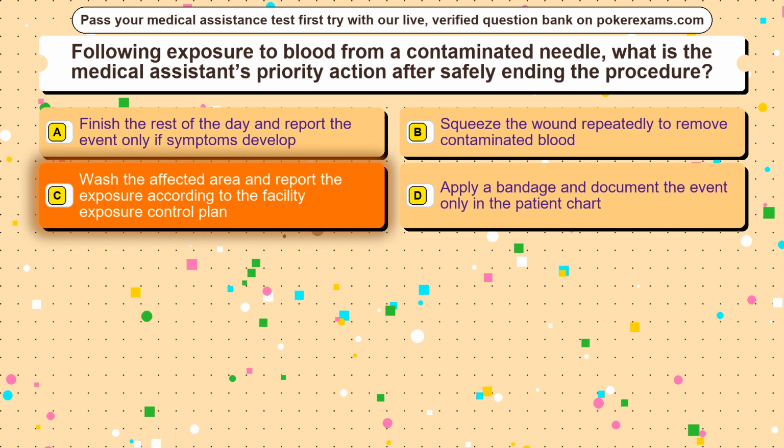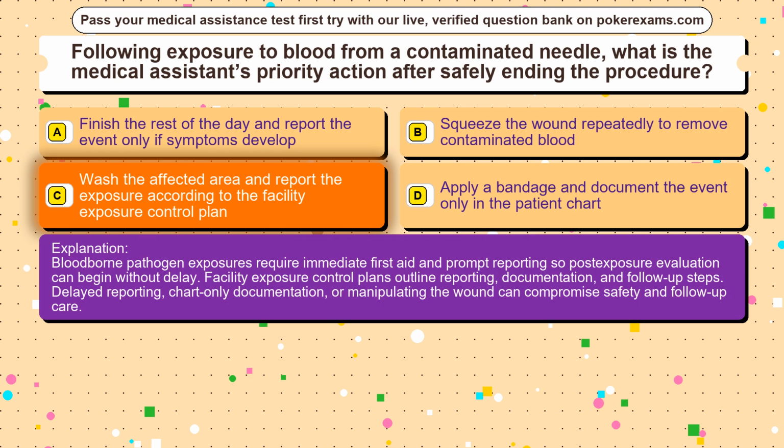The correct answer is option C, wash the affected area and report the exposure according to the facility exposure control plan. Bloodborne pathogen exposures require immediate first aid and prompt reporting so post-exposure evaluation can begin without delay. Facility exposure control plans outline reporting, documentation, and follow-up steps. Delayed reporting, chart-only documentation, or manipulating the wound can compromise safety and follow-up care.